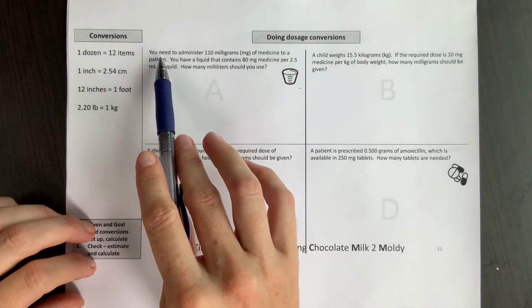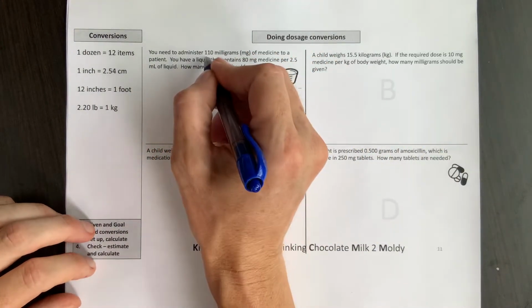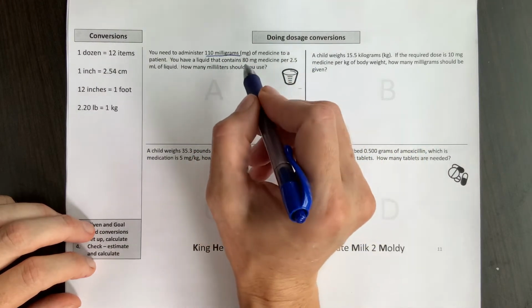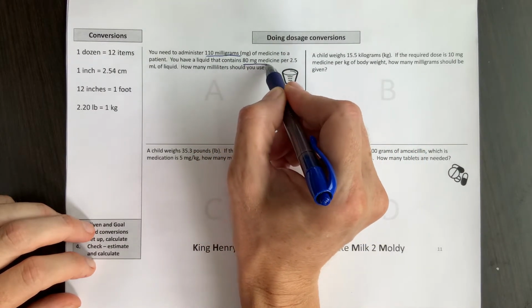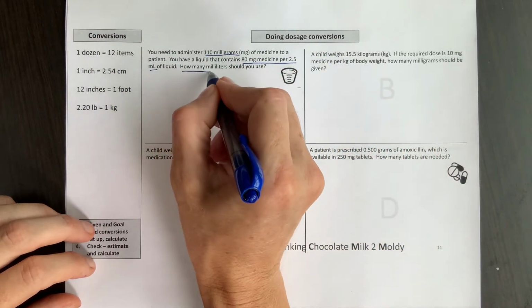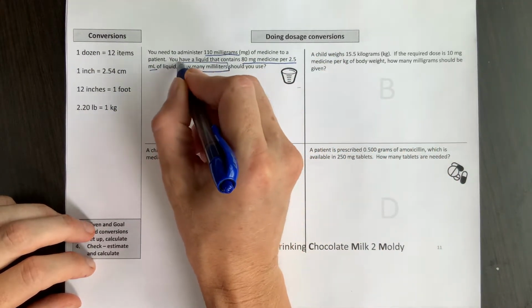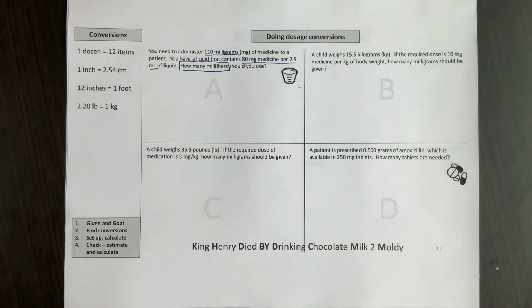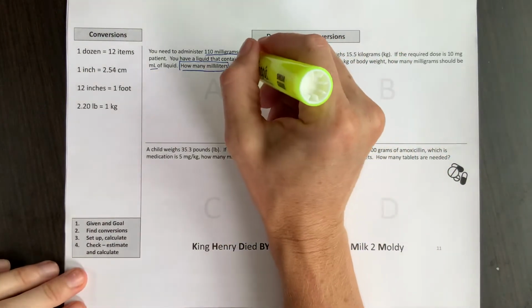So first problem, you need to administer 110 milligrams of medicine to a patient. You have a liquid that contains 80 milligrams medicine per 2.5 mils. How many, there's my how many, milliliters should you use, okay? And I just want to draw your attention to something here. This is the new piece with dosage.